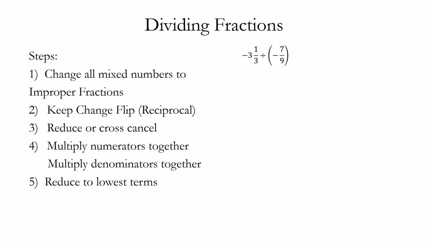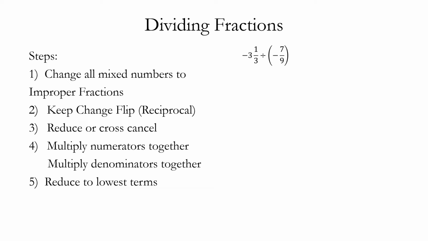So to divide fractions, we need to change the mixed numbers to improper fractions. Then we follow keep, change, flip, where we're keeping the first number, changing the operation from division to multiplication, and then flipping the fraction, meaning taking the reciprocal of the fraction. So the numerator becomes the denominator, and the denominator becomes the numerator. We will then reduce or cross cancel, multiply the numerators together, multiply the denominators together, and then reduce to lowest terms. So let's take a look at this one.